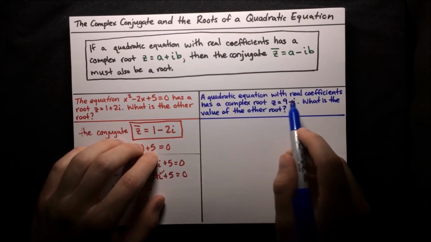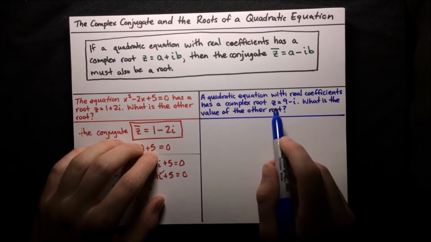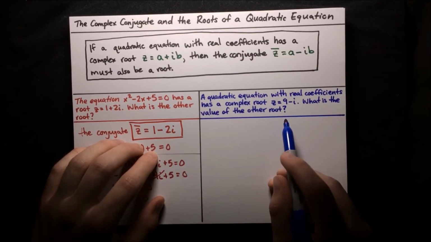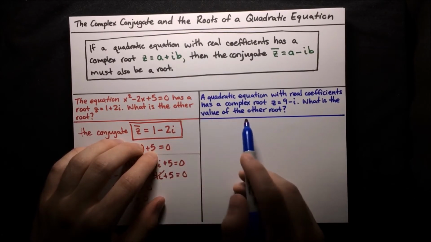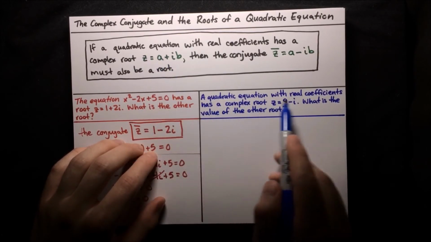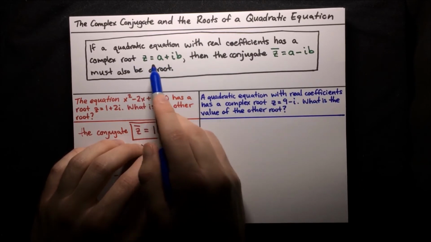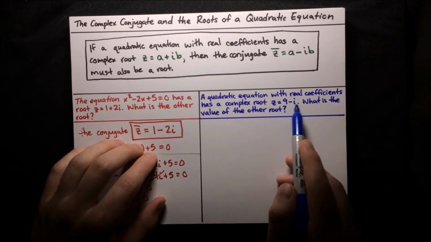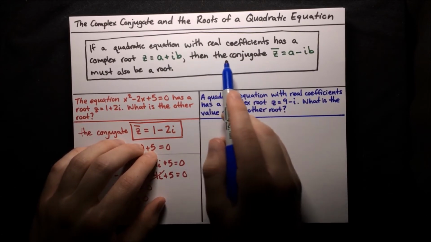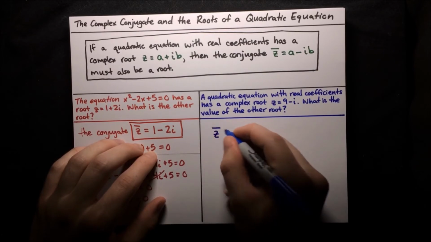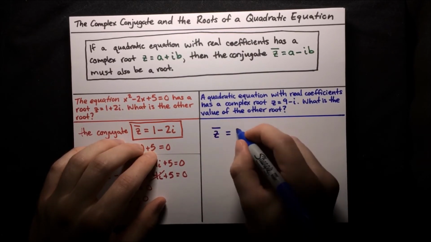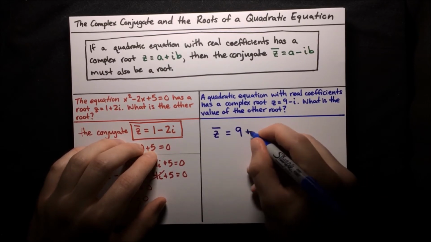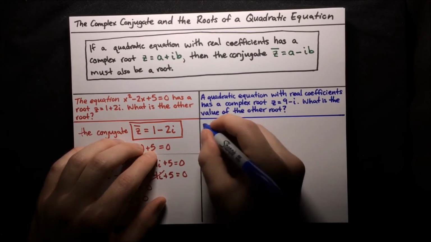A quadratic equation with real coefficients has a complex root z equals 9 minus i. What is the value of the other root? Well, just straightforward application of this theorem again. We've got the quadratic equation with real coefficients, and that has a complex root of the form z equals a plus ib. Here we've got z equals 9 minus i. What is the value of the other root? Well, it's just going to be the conjugate, z bar, which just comes from keeping the same real part 9, but flipping the sign of the imaginary part. So 9 plus i. That is the other root.